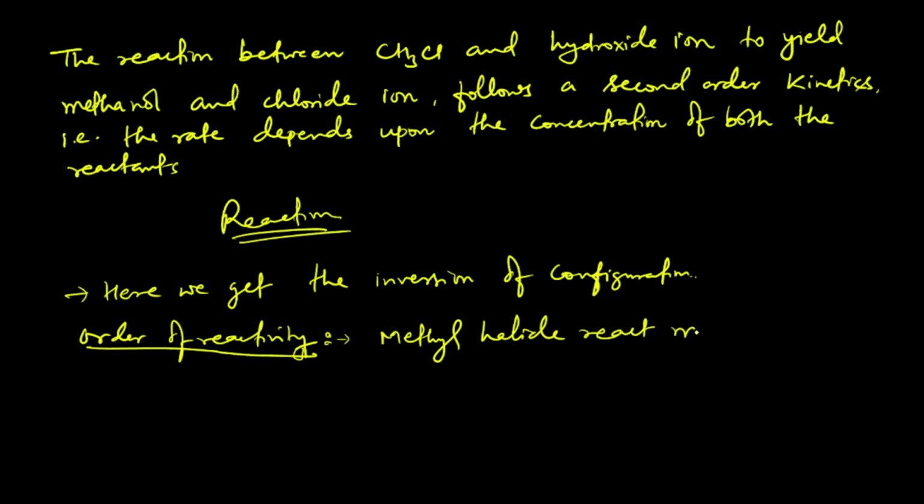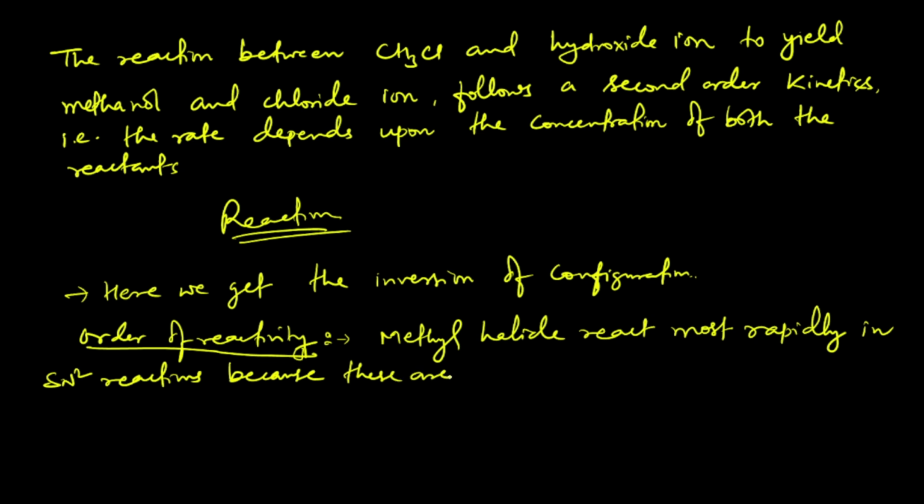methyl halides react most rapidly in SN2 reactions because these have only three small hydrogen atoms, as I told you, small hydrogen atoms.